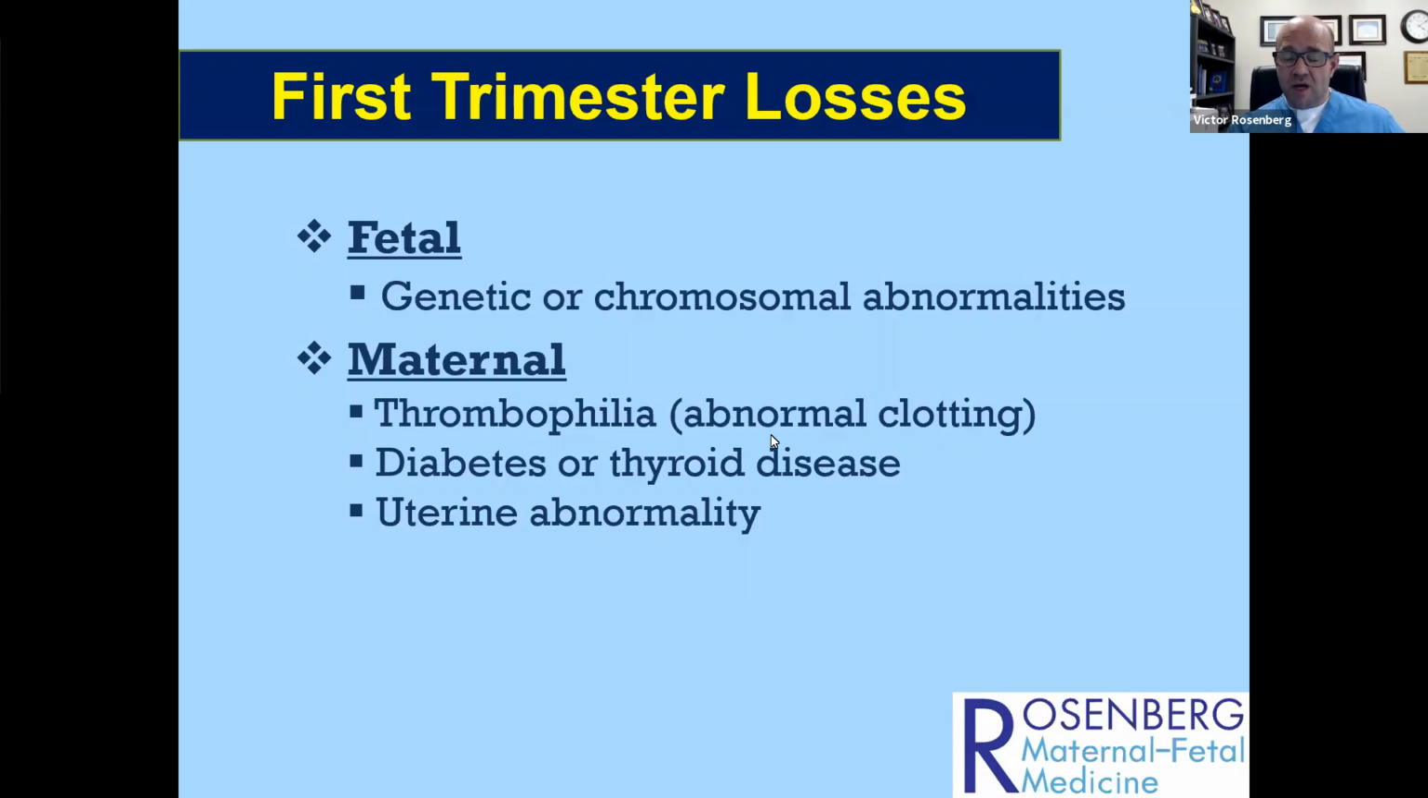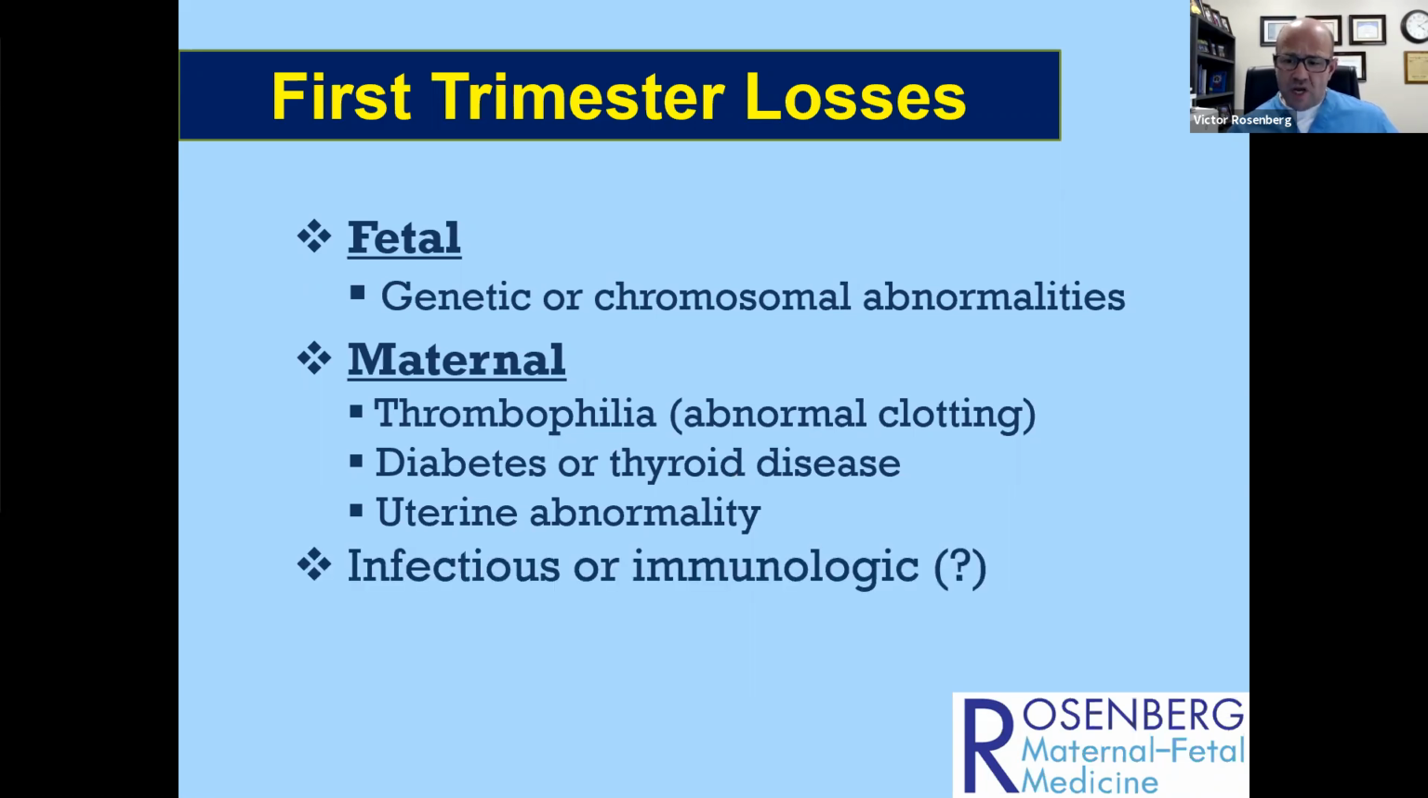We talk about causes of miscarriages, including uterine abnormalities, where there is something wrong with the shape of the uterus or there is something inside the uterus, like a polyp or a fibroid, that doesn't allow the pregnancy to implant normally within the uterine cavity. And lastly, we talk about infectious or what are called immunologic reasons for pregnancy loss.